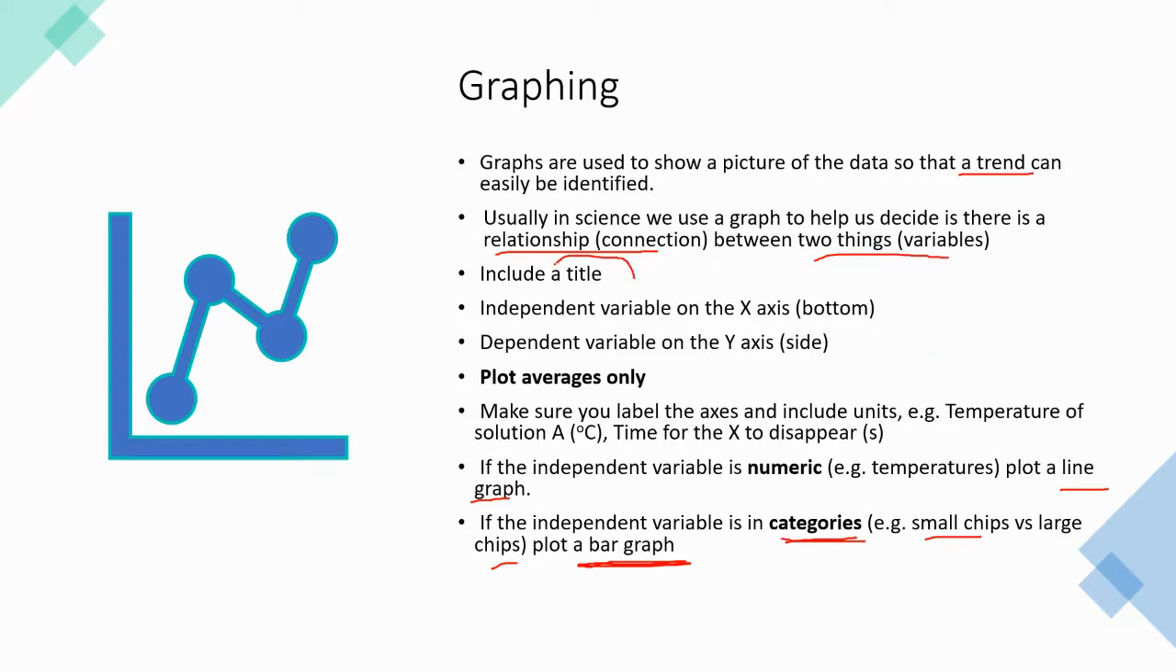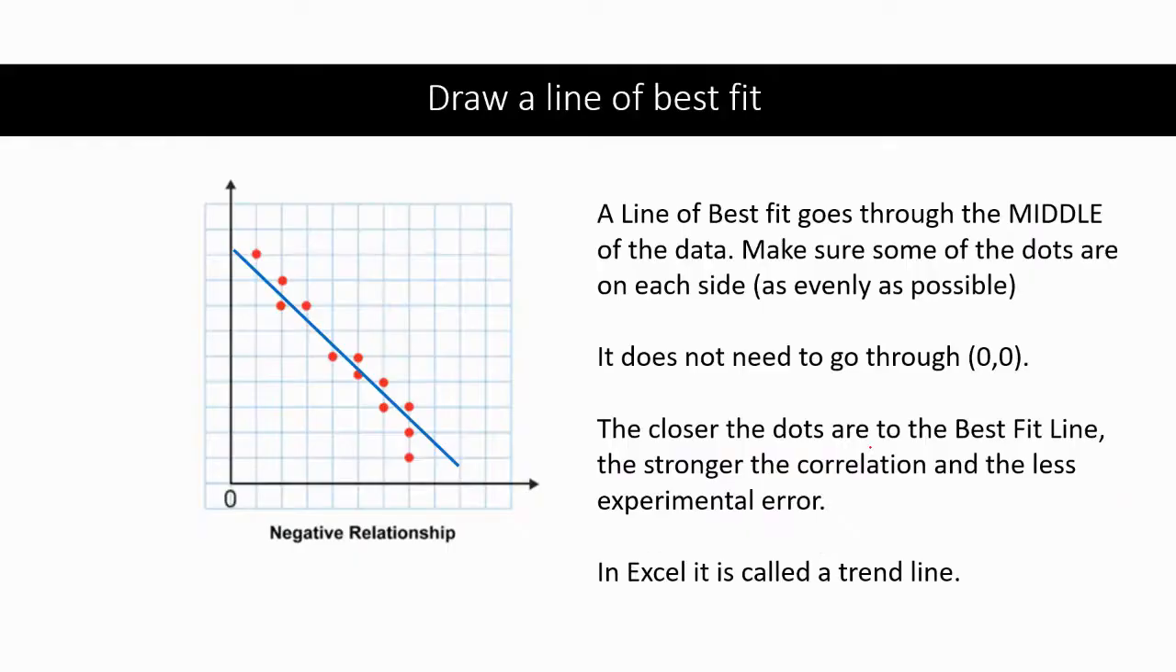It's important that we label our graph, and that the independent variable is usually on the x-axis and the dependent variable is on the y-axis, and we're just going to plot the averages for our investigation. Make sure you label the axes and include the units. For example, the temperature of solution A, and that would be in degrees C, or the time for the cross to disappear, that would be in seconds.